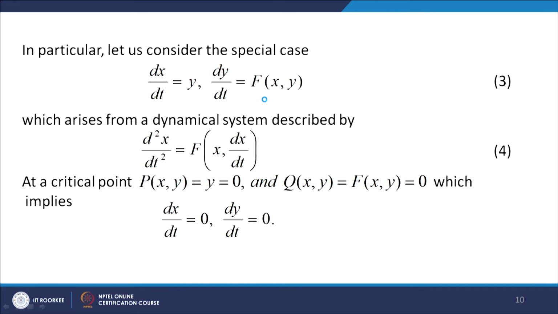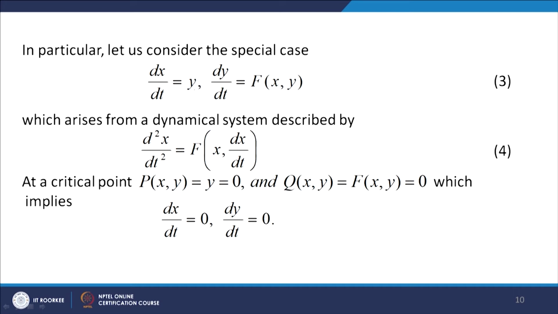So a critical point is also called an equilibrium point. Now, in particular, let us consider the special case dx by dt equal to y, dy by dt equal to f(x,y), which arises from a dynamical system d square x by dt square equal to f(x,y). You can take dx by dt equal to y here, then dy by dt will be equal to f(x,y), and we get this autonomous system from this dynamical system. Now, at a critical point, we know that P(x,y) and Q(x,y) are 0.